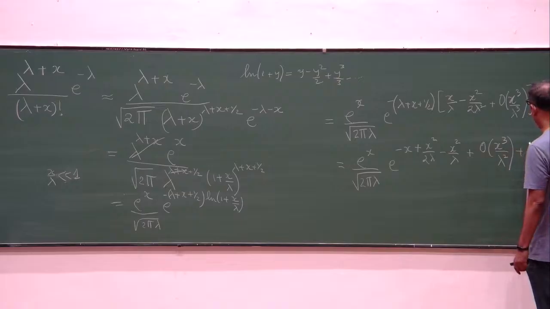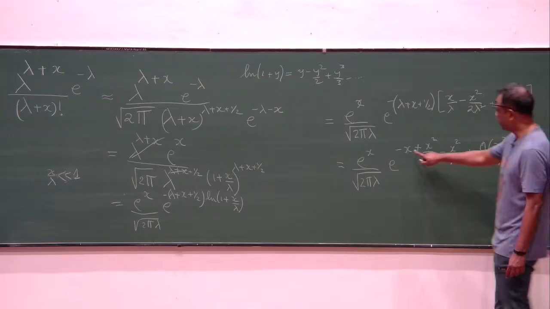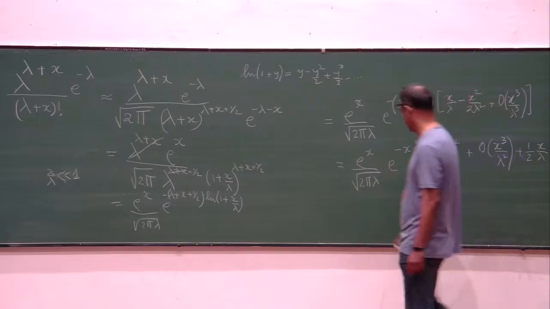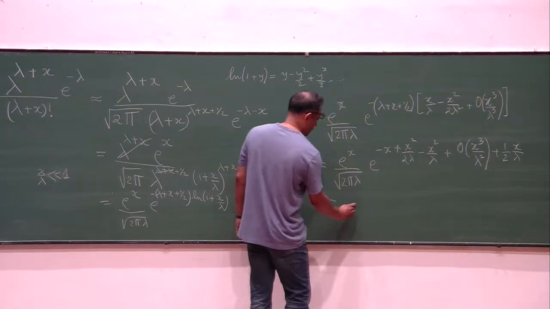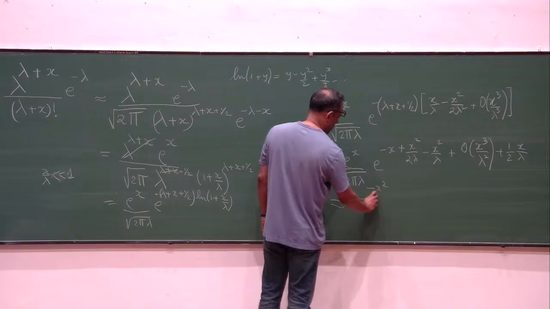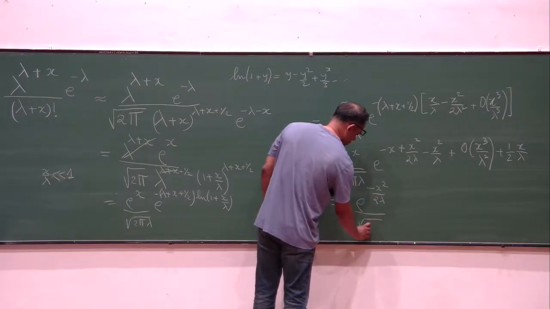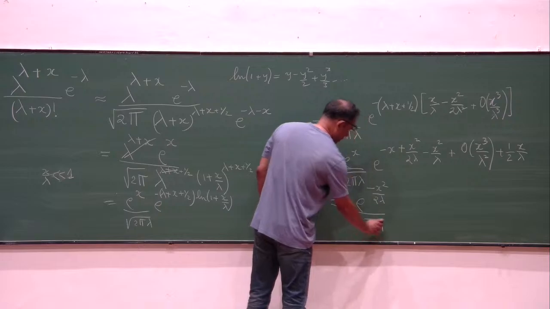Okay, plus half x by lambda. Is this okay? Now, this e to the power x cancels with e to the power x. So, I am left with e to the power minus x square by 2 lambda by root of 2 lambda.